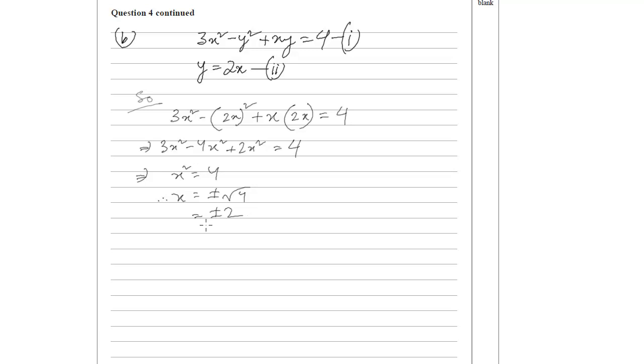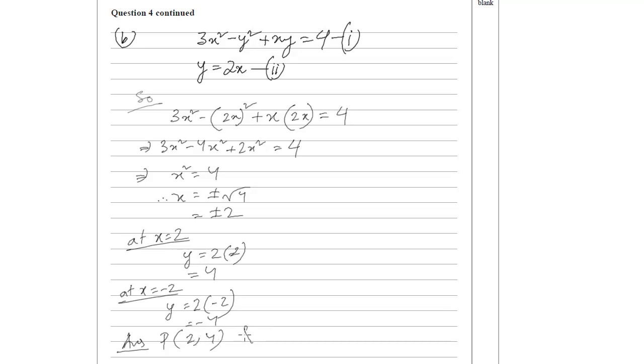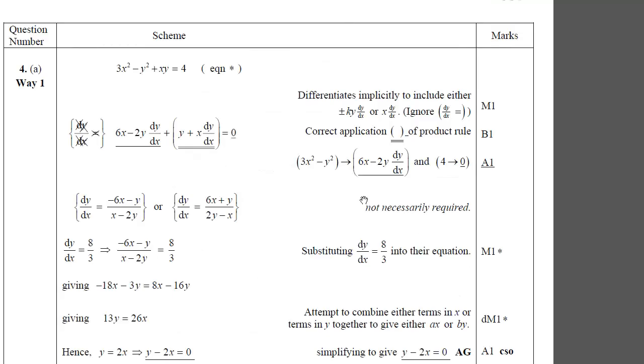So we got two values: one is plus 2 and the other is minus 2. Now we have to find the y coordinates. At x equals 2, y equals 2 into 2, which is 4. At x equals minus 2, y equals 2 into minus 2, which is minus 4. It doesn't really matter which one we take as P and which as Q. Let's take the first one as P. So P is 2 and 4, and Q is minus 2 and minus 4.